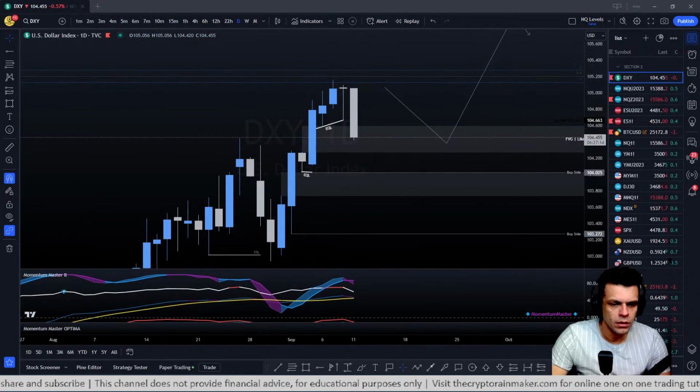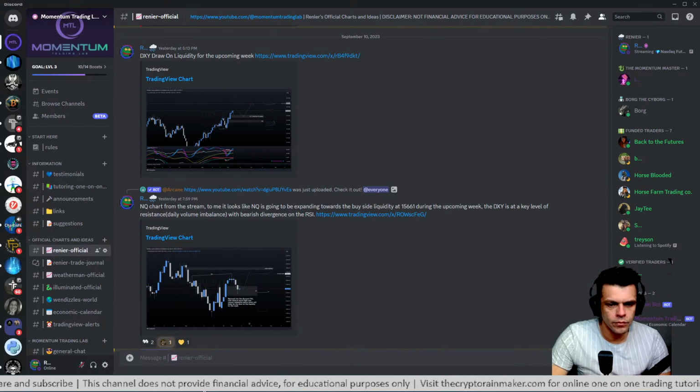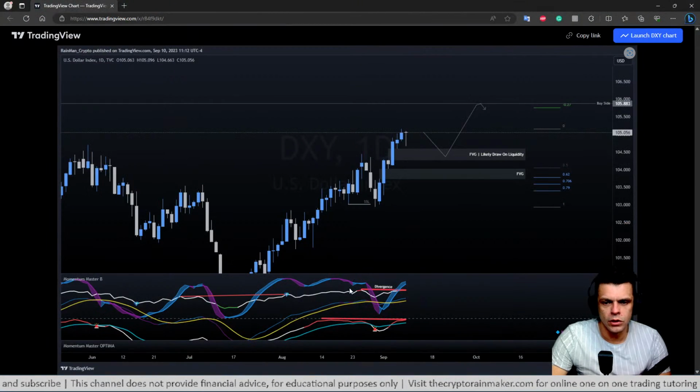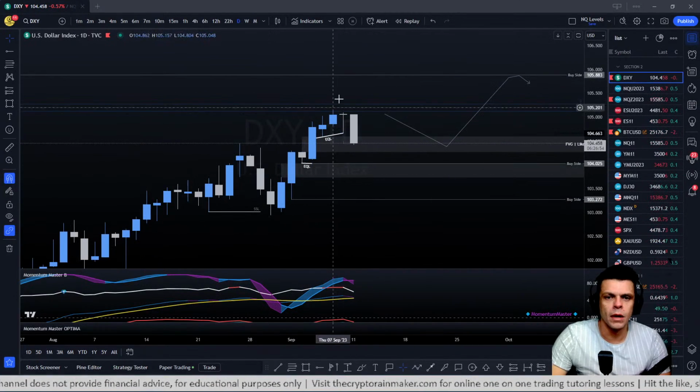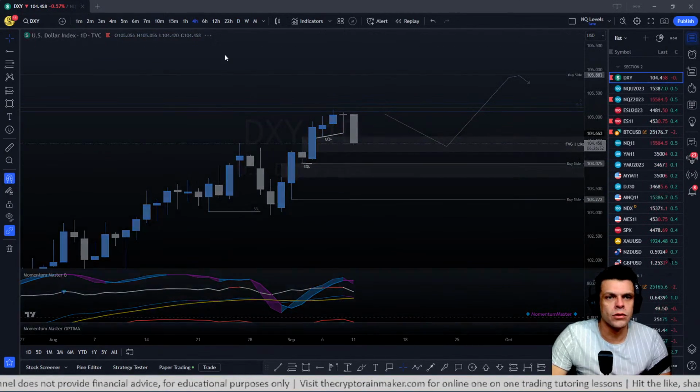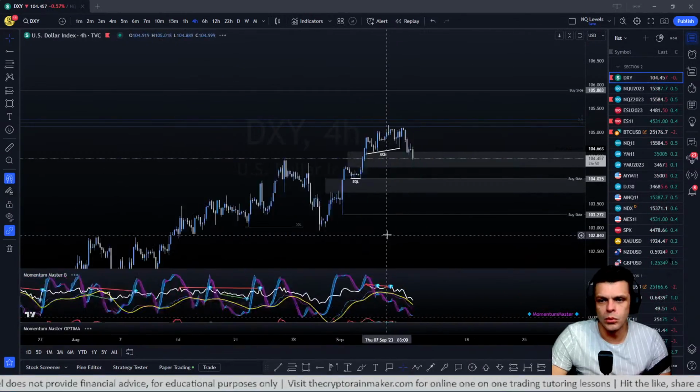value gap. The other indication that we had was, if we looked at the Momentum Master B, we had a bearish divergence on the RSI as well as the Williams, which is our strength indication. So just combining this information with the fact that we were at this key level with multiple imbalances to the downside with liquidity pools.